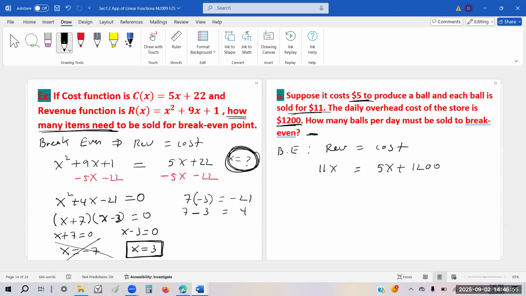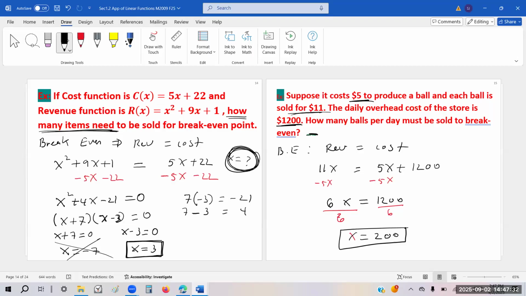So that's how I figure out. Break even is revenue equals cost. Revenue is $11 from selling price. Cost is whatever you spend to buy plus your monthly rent. And then you're just solving for x. So minus 5x minus 5x, you get 6x is 1,200. So 6 times what gives you 1,200? It's 200. So you have to sell 200 to have a break-even point.